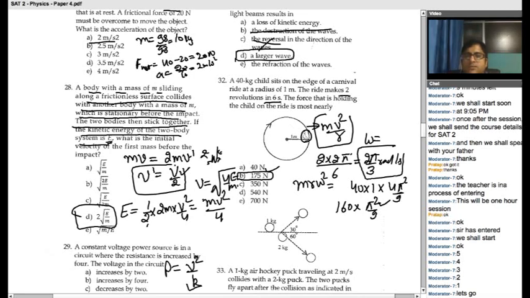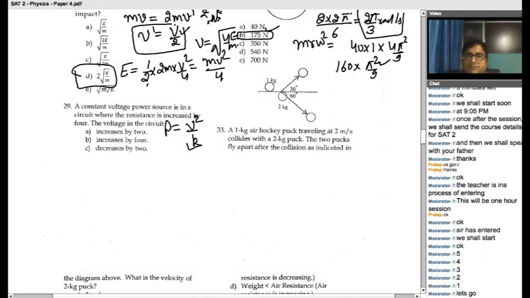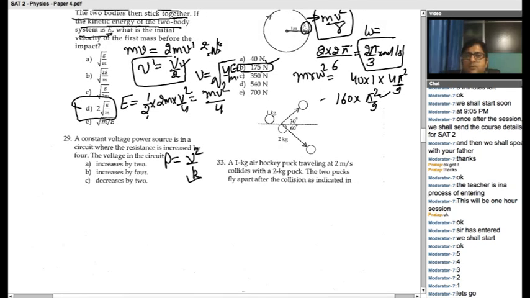Yeah. Now do this, 33. First we will draw this figure because I have to refer to this figure.